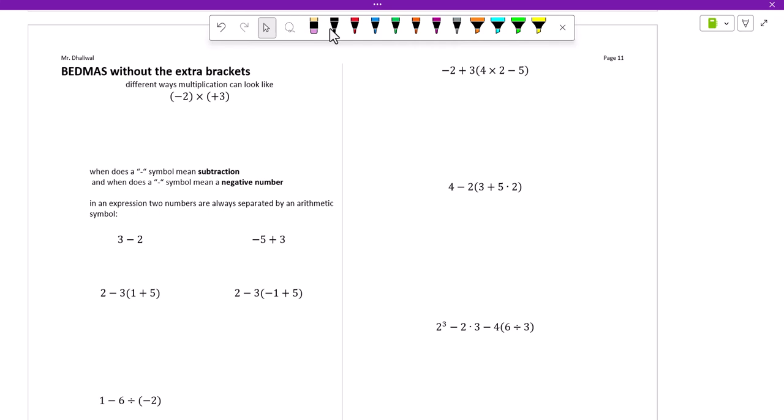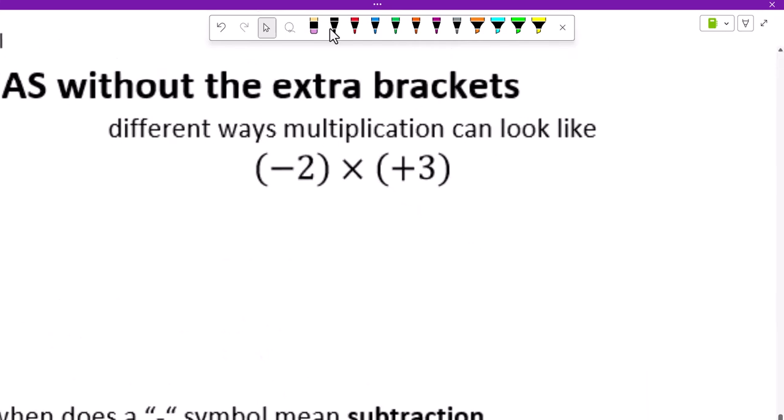For example, everything up to here, I would have written negative 2 times 3 like this, positive 3 like this. Now this statement can be rewritten many different ways and means the same thing.